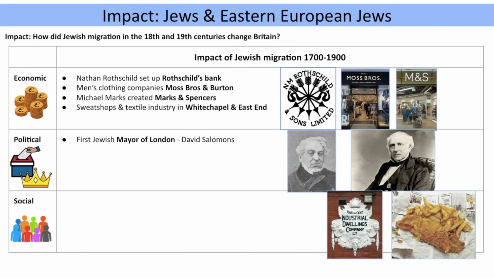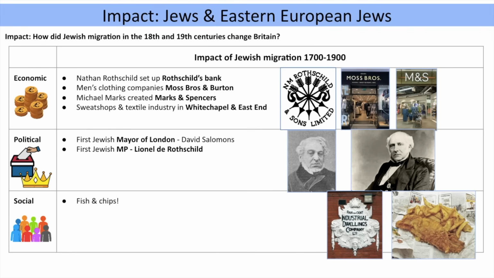We also see political impact at this time. We see the first Jewish mayor of London during this period. We see the first Jewish MP. And like I mentioned earlier, consider how you compare these different groups. We see our first Jewish MPs in this period, our first Indian MPs in this period, our first Irish MPs in this period. So really starting to have that political impact on government.